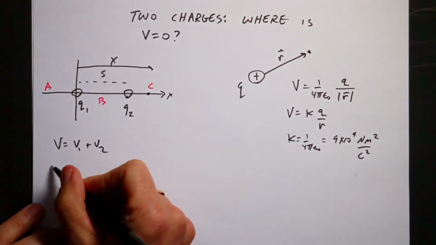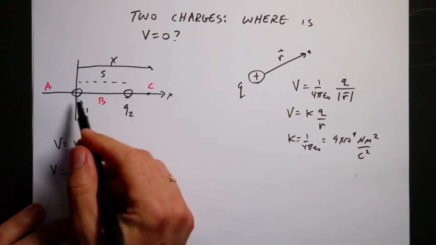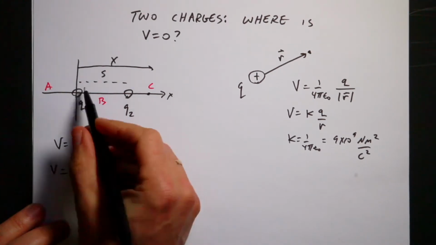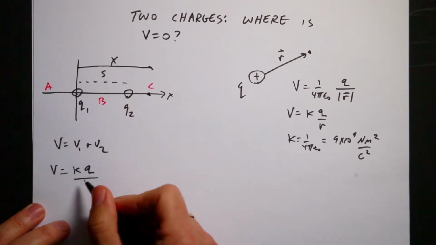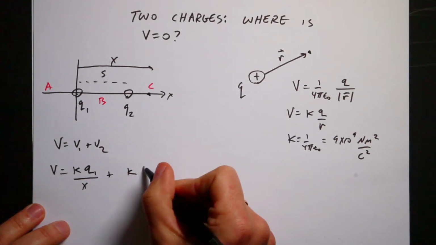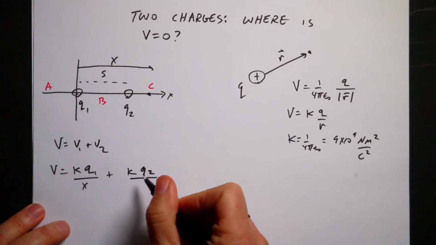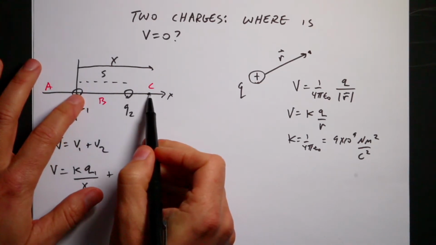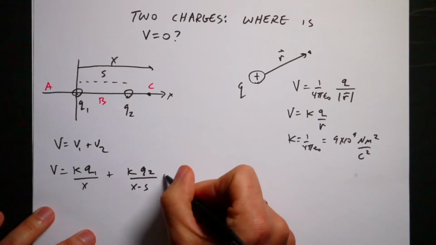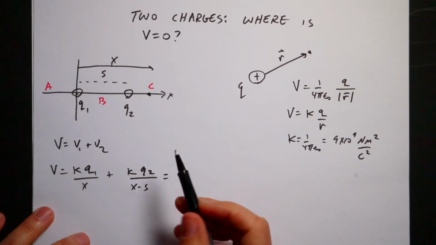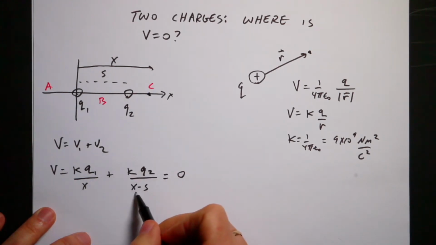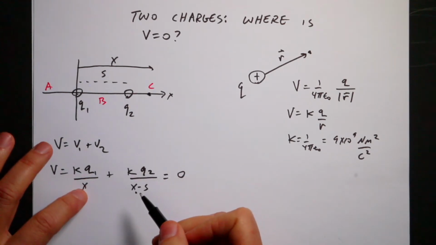So I could write V equals V1, which is going to be k times Q1 over this distance, which is x, plus k times Q2 over this distance, which is going to be x minus s. And we want that to be equal to 0. Okay, so no matter what in this region C, x minus s is going to be less than x.